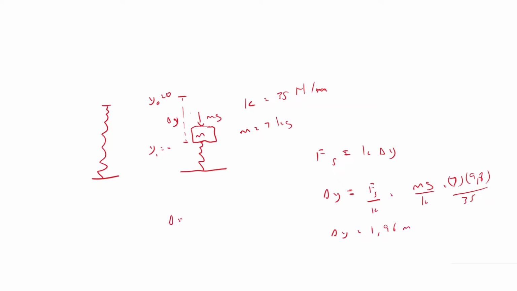So delta y as a vector is going to be minus 1.96 meters. Why? Because it's going to go down. All right. So that's what you can actually find. That's how you can actually find the stretch of that.